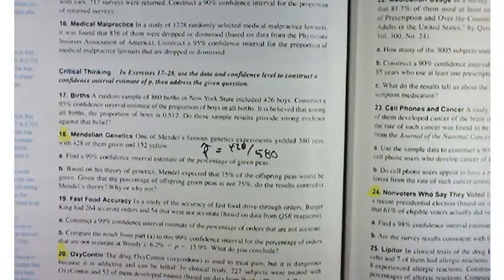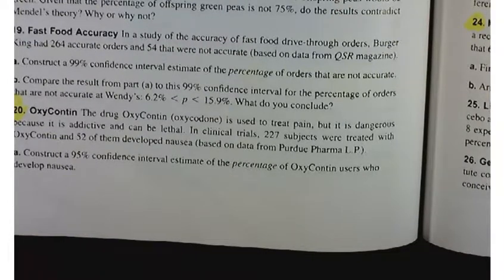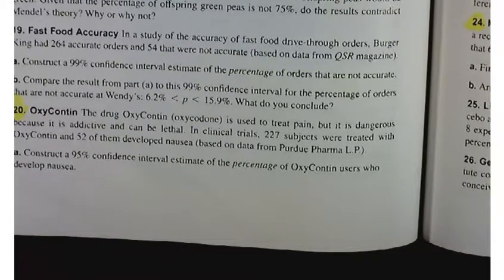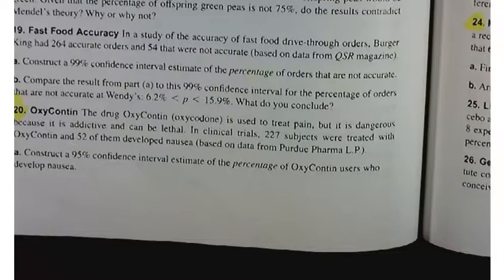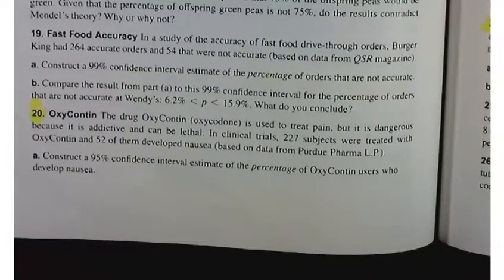Let's turn our attention to something that seems to be in the news more and more. Problem number 20. The drug OxyContin is used to treat pain, but it's dangerous because it's addictive and can be lethal. In clinical trials, 227 subjects were treated with OxyContin. 52 of them developed nausea.